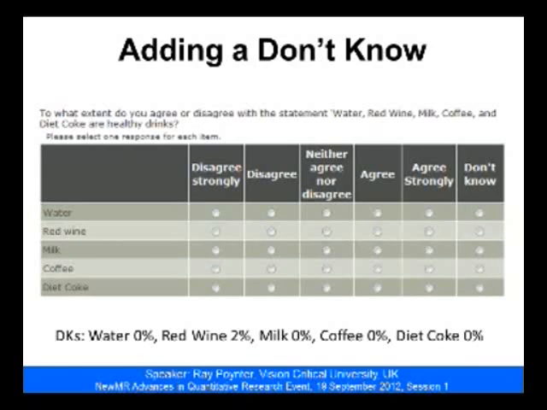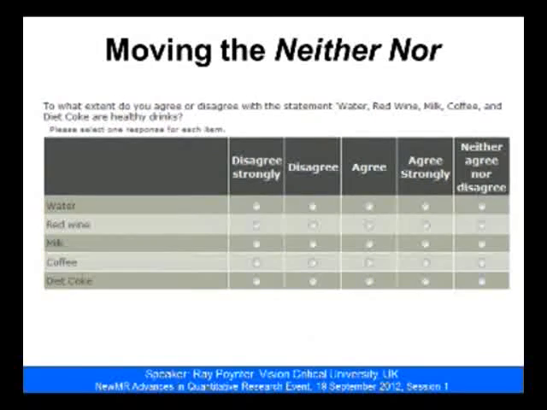But actually, people doing surveys are used to taking a position. Most of them are prepared to say, yeah, I disagree or I agree strongly with the proposition that water is healthy or that red wine is healthy. And that's quite interesting. So we don't feel on this scale that neither agree nor disagree is acting as too much of a repository for don't know.